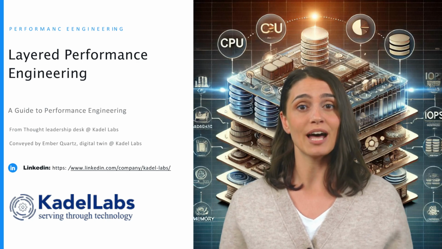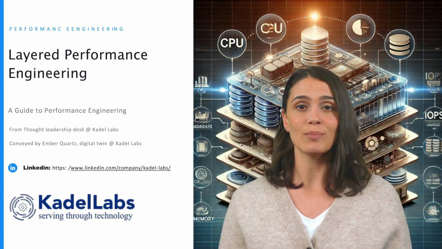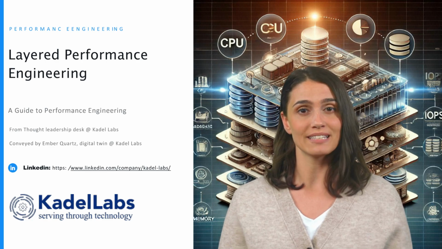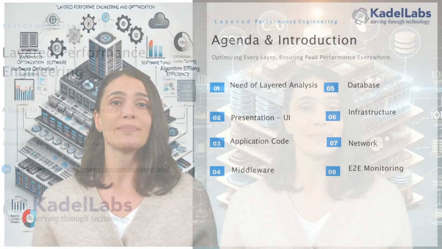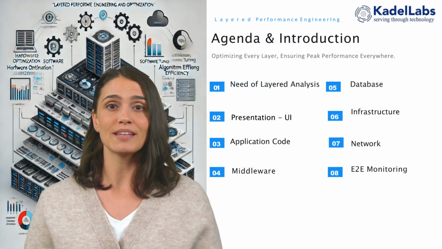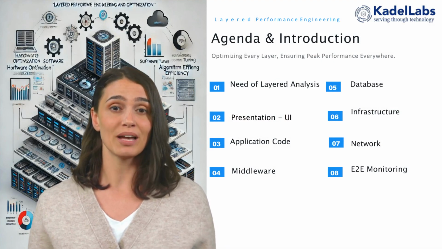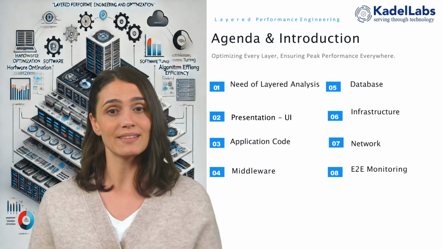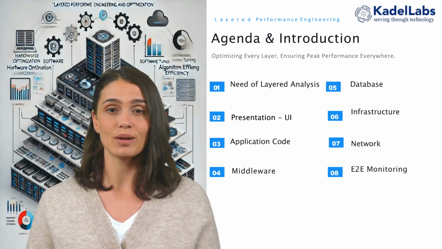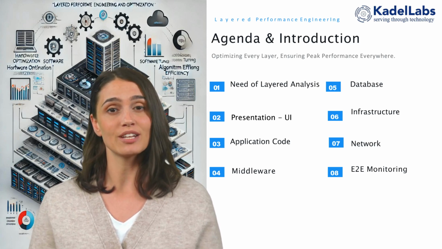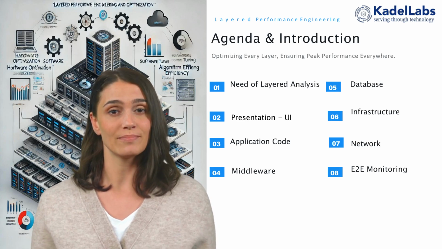Today, we'll explore how to achieve optimal application performance using our layered performance engineering framework. We'll cover 6 key areas important for performance optimization. By the end of this session, you'll understand the best practices and tools to identify symptoms and root causes in each layer of the application. Let's begin.